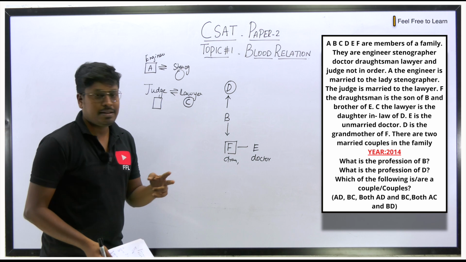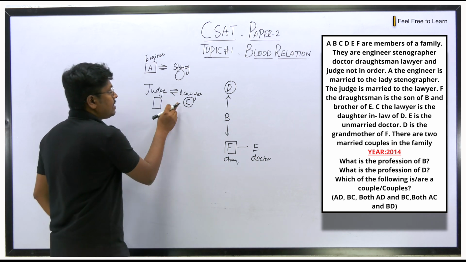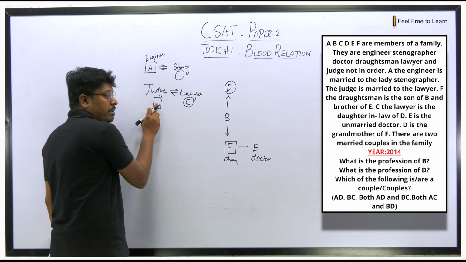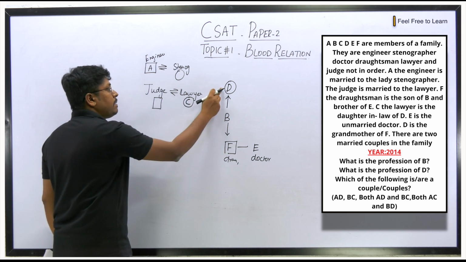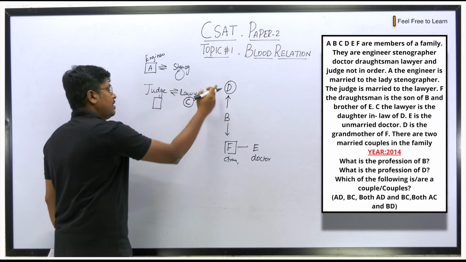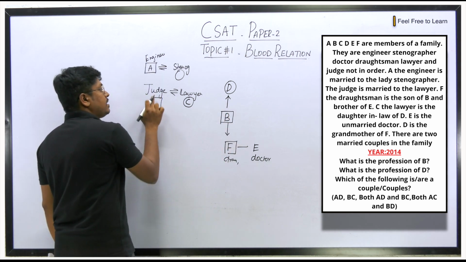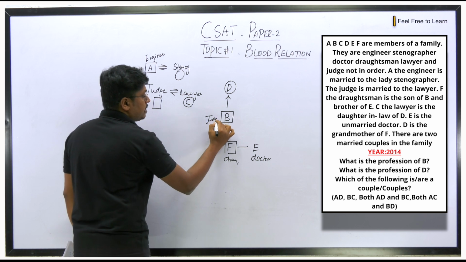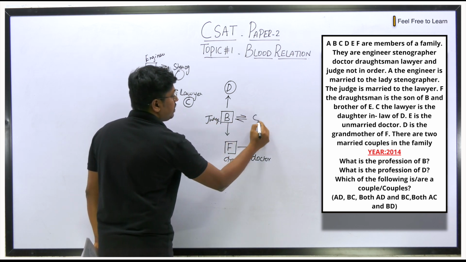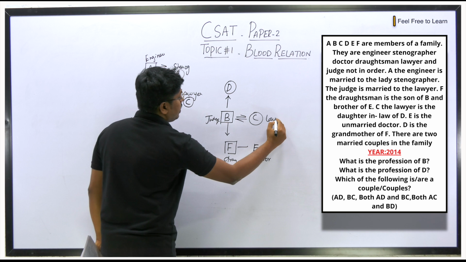Because there are only 2 married couples, and we already know that C and the judge is a married couple, and also C is calling the person D as a mother-in-law. Yes, it is easy to fix. B will be the male person and this male person will be the judge, so that this person B will marry to C who is a lawyer.